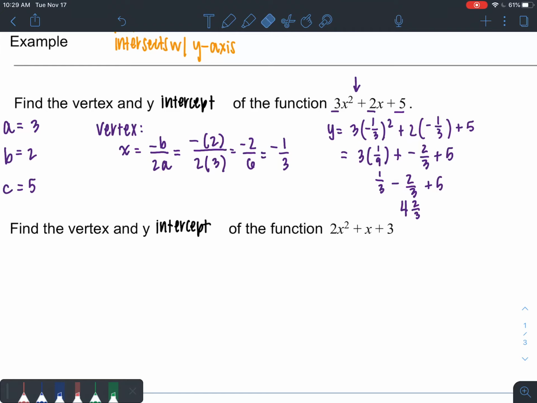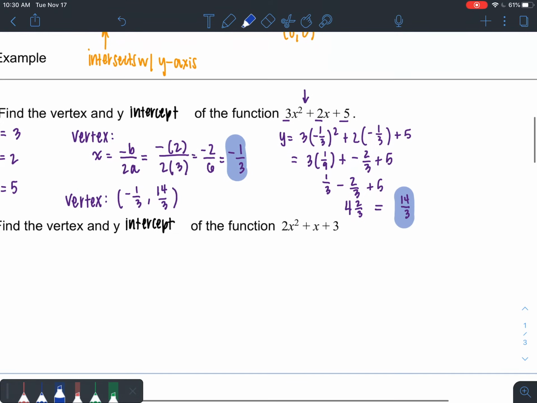But you know what, if you hit the fraction button in your calculator, you'll get that this is equal to 14 over 3. So I'm going to go ahead and write that as 14 over 3. So our vertex is the point negative 1/3, 14/3. In this case, our numbers aren't so pretty, but we'll make them pretty when we're graphing.